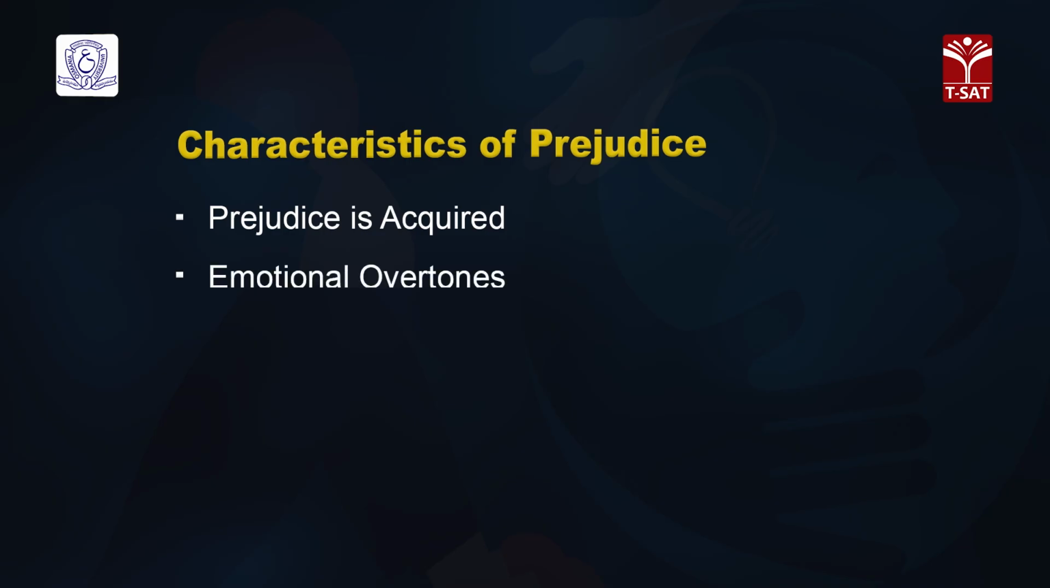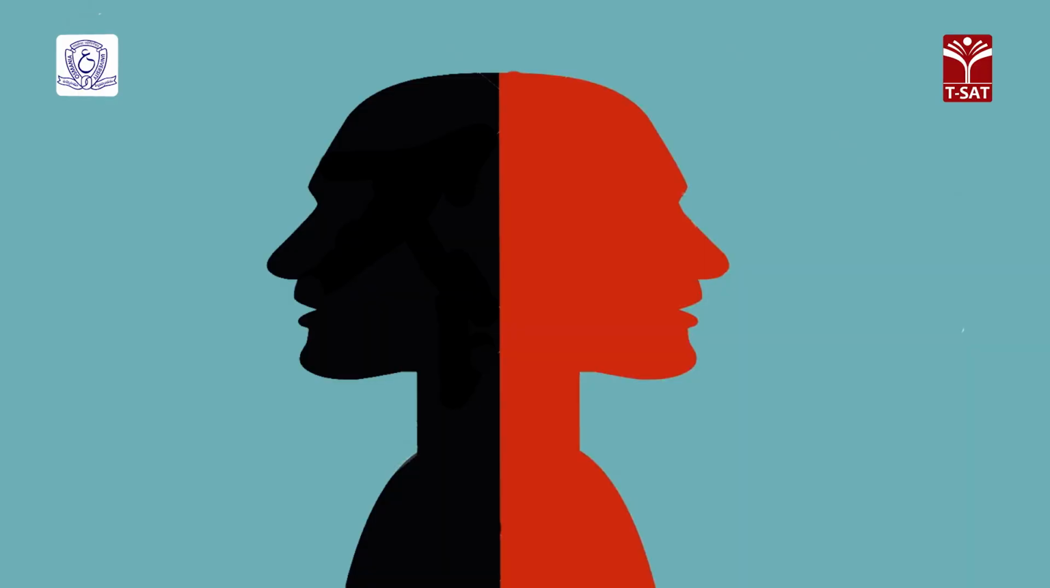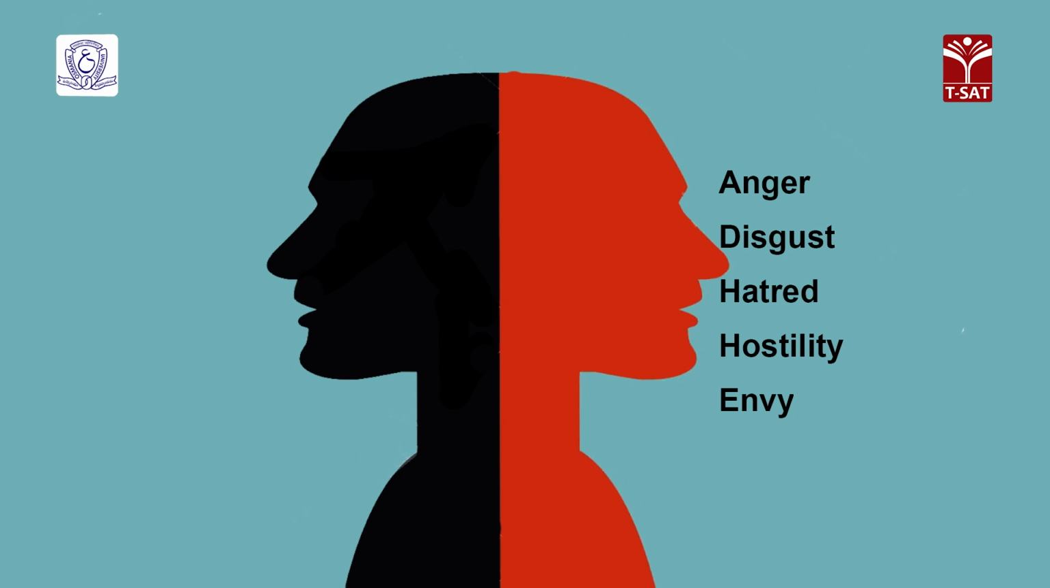The second characteristic of prejudice is emotional overtones. When I say emotional overtone, it means either too exaggerated emotion or too little, but it is always over. And prejudice is followed by an emotion. If a group likes a particular person, then they would exhibit feelings of happiness, joy, love, affection, and care. If they do not like, they would exhibit the feelings of anger, disgust, hatred, hostility, and envy.